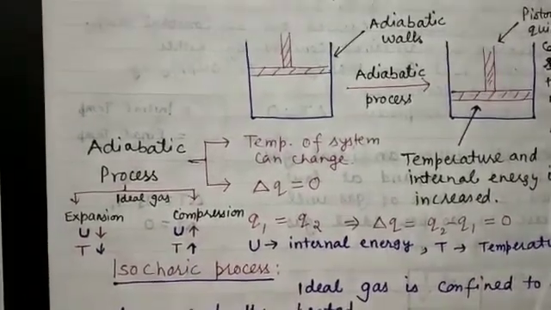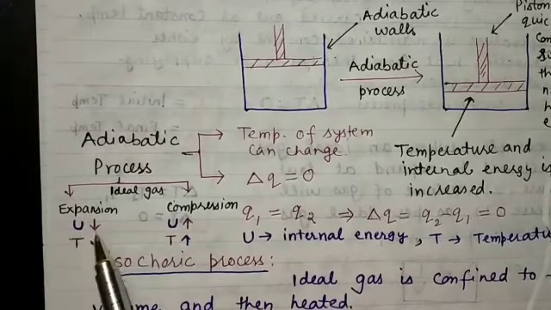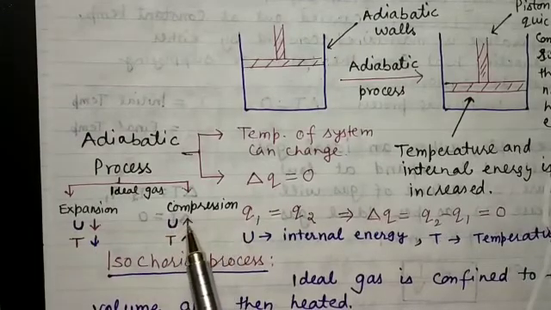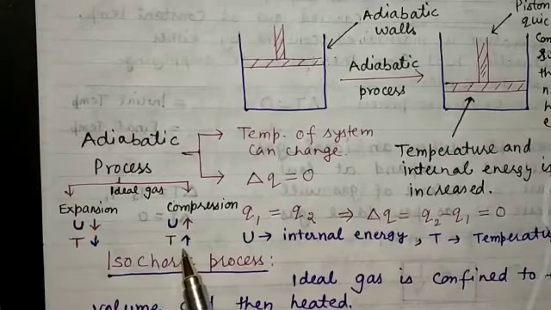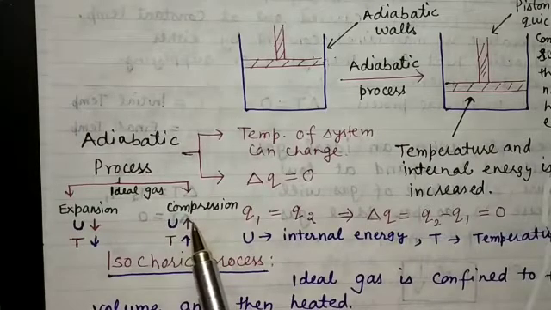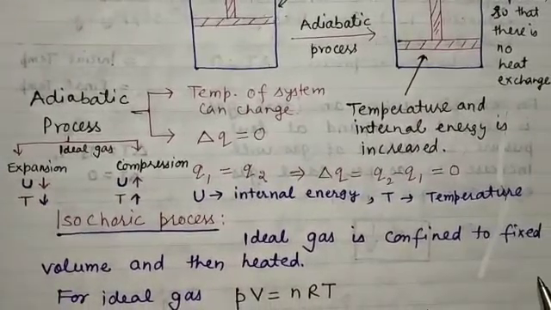Here in the adiabatic process, during expansion, the internal energy U of the system will decrease and the temperature will decrease, and during compression the internal energy will increase and accordingly the temperature will increase. So from here one can relate that the internal energy is associated with the temperature. The higher the temperature, the more the internal energy. So U is internal energy and T is the temperature.